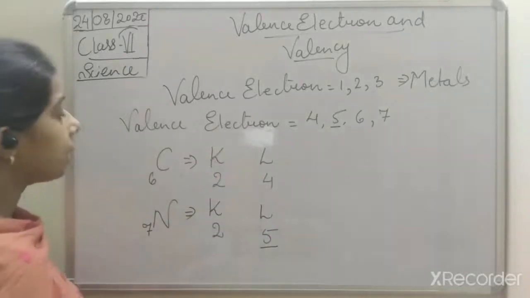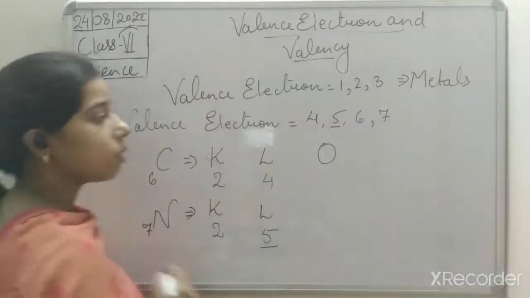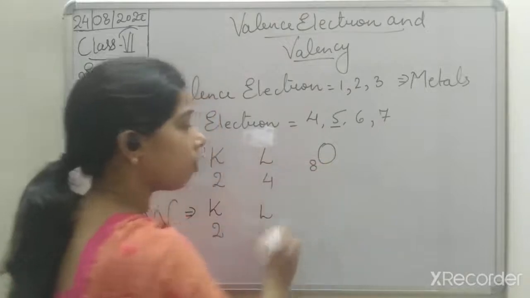Now if we see in the case of oxygen, the atomic number of oxygen is 8.